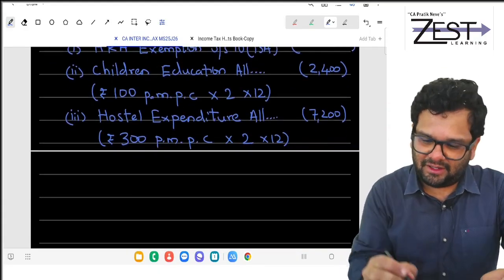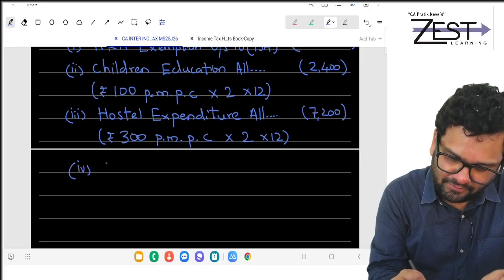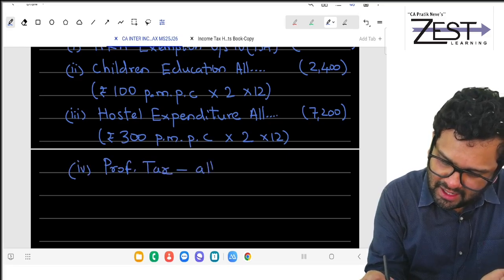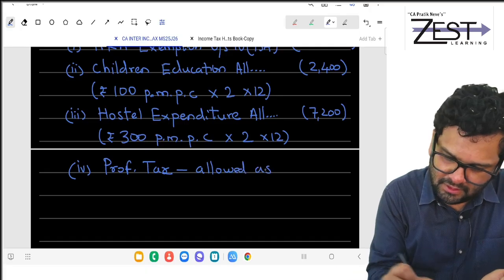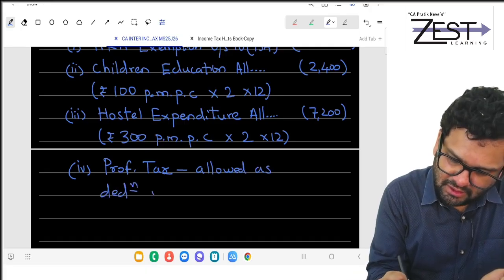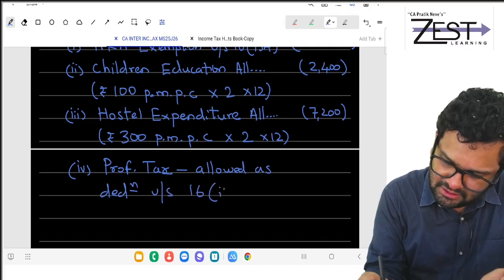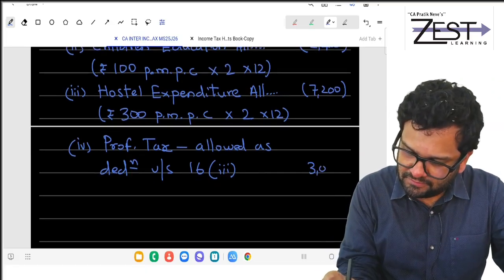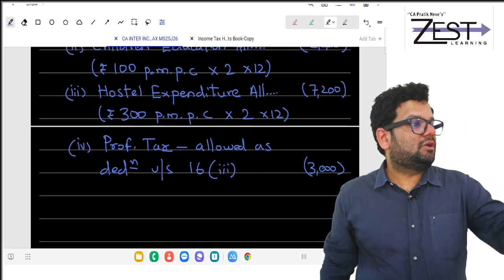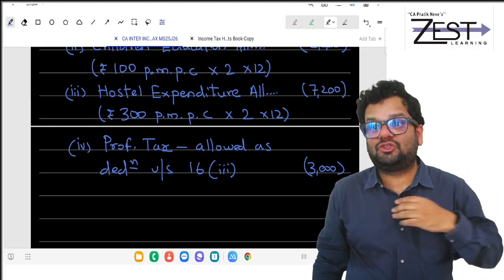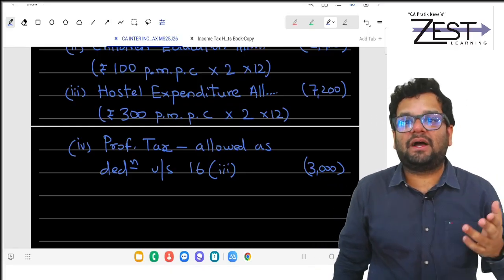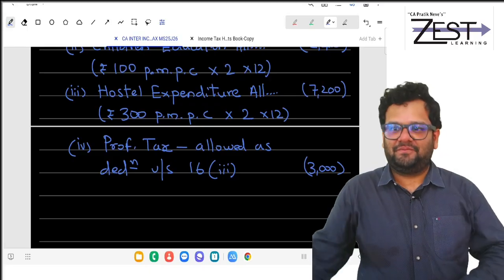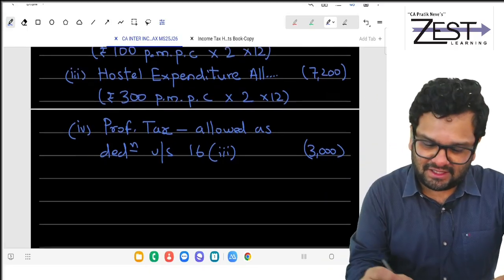So go ahead and write the fourth point. Profession tax allowed as deduction under section 16(3). Mind you, the entire 3,000 rupees. 2,000 is already added above, the one which is paid by the employer. It's already forming part of your GTS. And now what you are saying is correct.